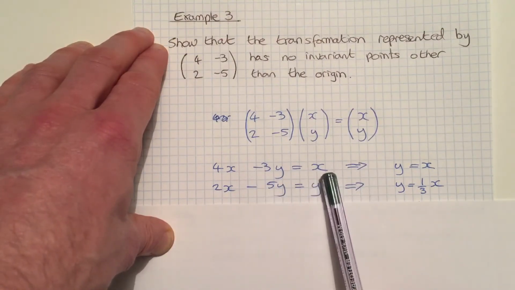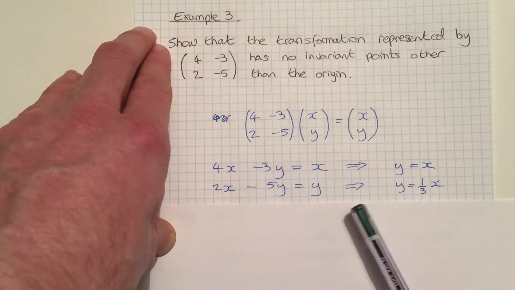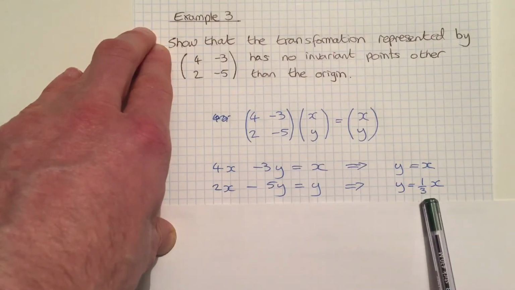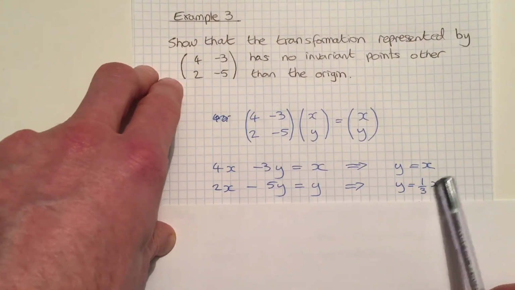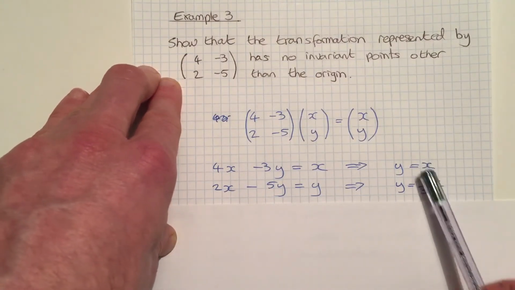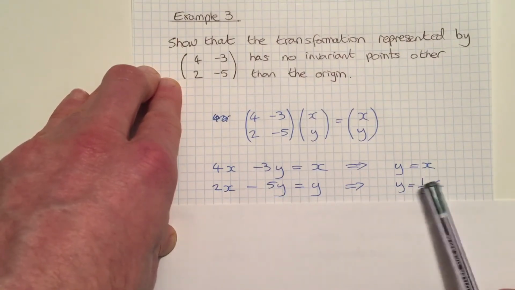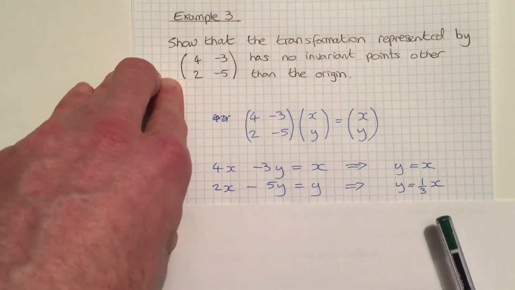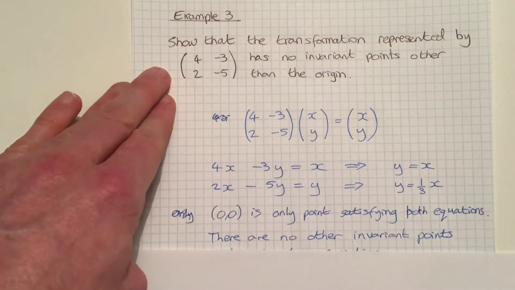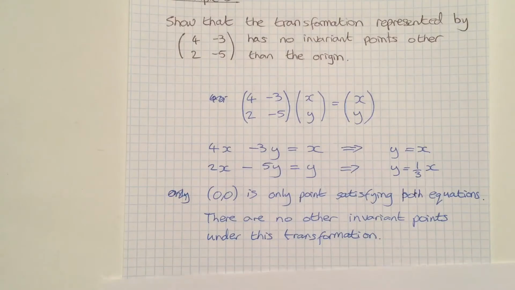When I rearrange the top equation, I get y equals x. When I rearrange the bottom equation, I actually get y equals 1/3 x. So in this case, we can see that they are not the same. And the only coordinate where both of these things can be true is the coordinate (0, 0). (0, 0) satisfies both of these equations, but no other coordinate will. Therefore, we can say that there are no invariant points other than the origin. So, we've done 3 examples on invariant points.